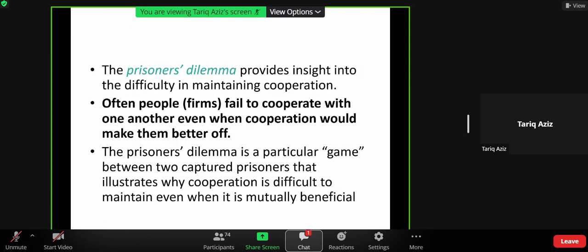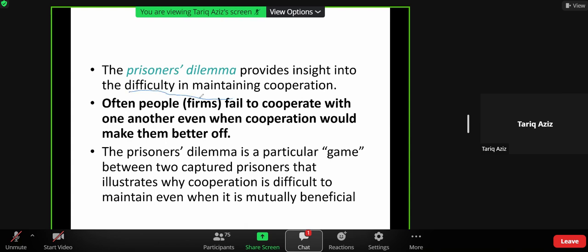So to demonstrate how game theory can be applied in case of oligopoly market, there is an example that is known as prisoner's dilemma. The prisoner's dilemma is an example that demonstrates the application of game theory in oligopoly market. The prisoner's dilemma provides insight into the difficulty in maintaining cooperation.